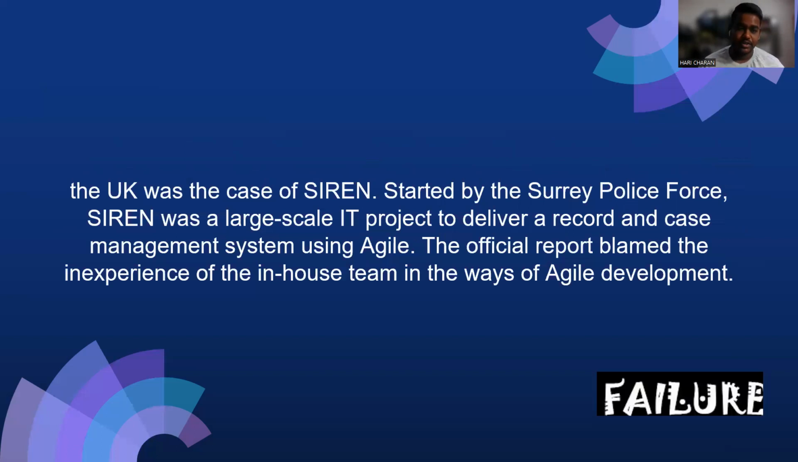And the other was in the United Kingdom, the Sirene case stated by the Surrey Police Force, where Sirene is a large-scale IT project to deliver a record and case management system using Agile. And it failed. Why? Because they didn't implement the Agile methodology correctly and didn't follow the processes. There were many failure modes in that. And as mentioned in the news, their employees didn't know the principles. Because of that, it failed, even though Agile was implemented in the project.